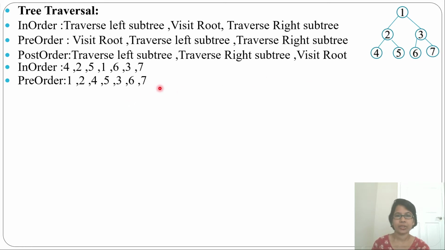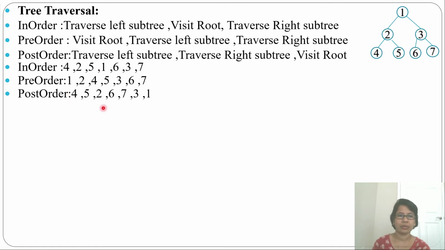Next is post-order. Post-order will be left, right, root. Here we'll go to the left. This is not the final left, so we'll go to this one: 4, 5, 2. That is left child, right child, root. Then we'll traverse the right subtree in post-order, that is 6, 7, 3. Then the root, 1. So post-order will be 4, 5, 2, 6, 7, 3, 1. Just mark that in post-order the root is at last, in pre-order the root is at first, and in in-order the root is in the middle.